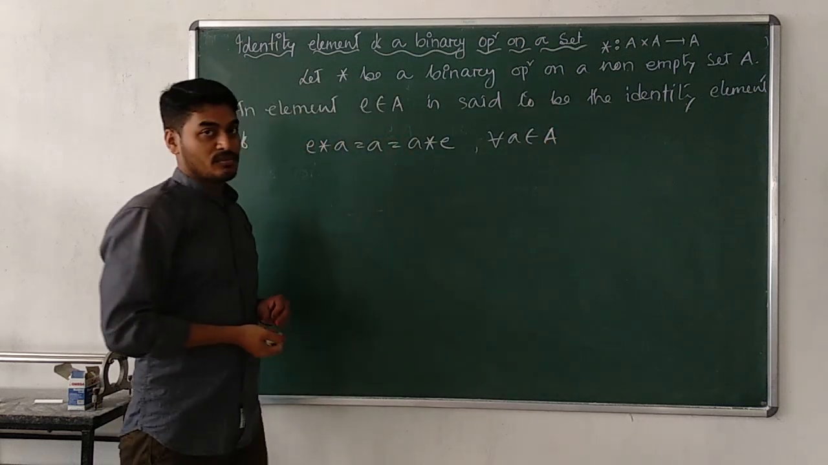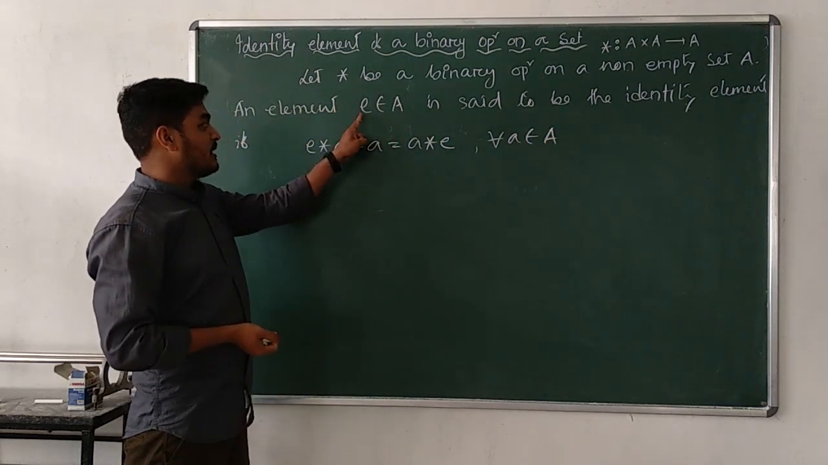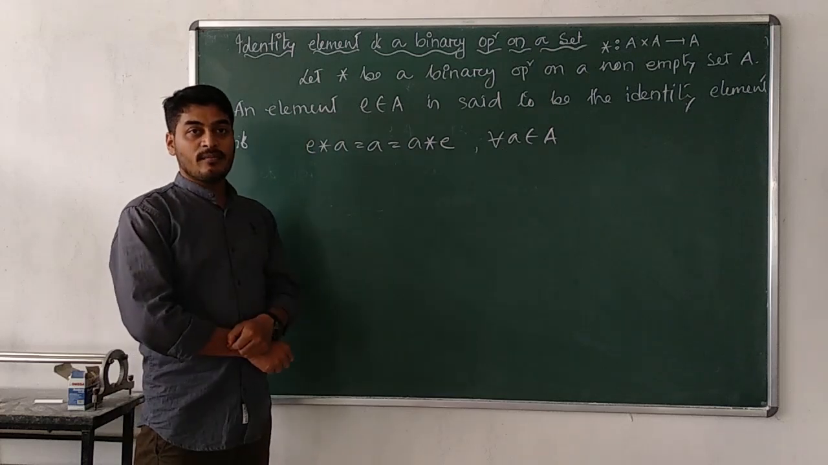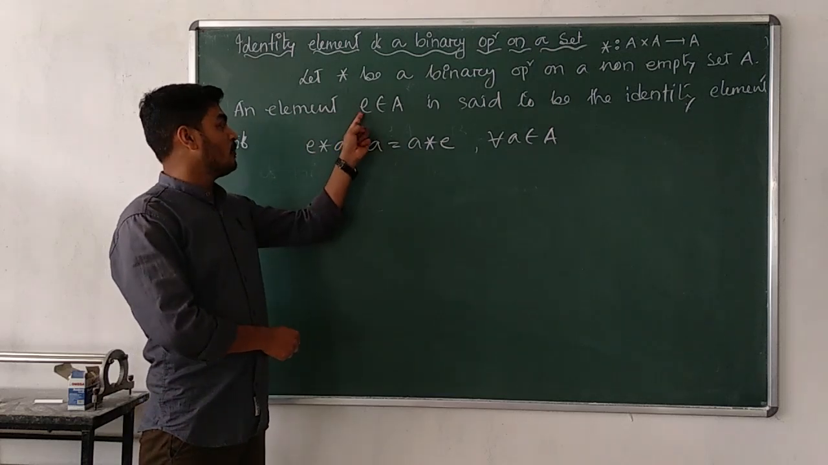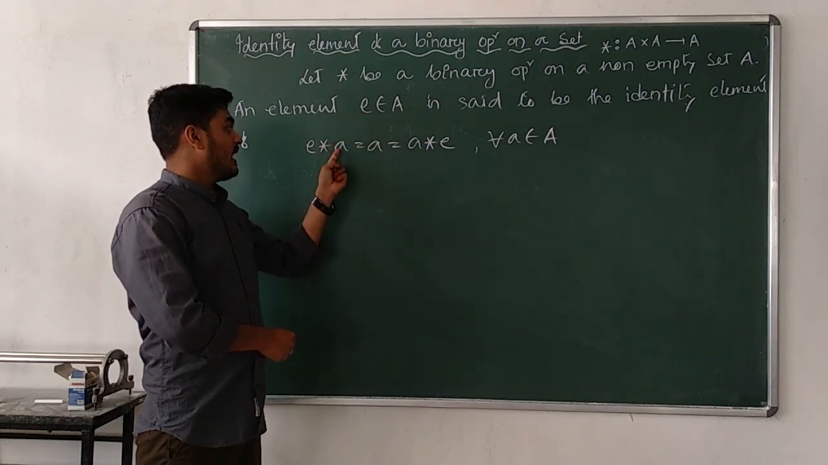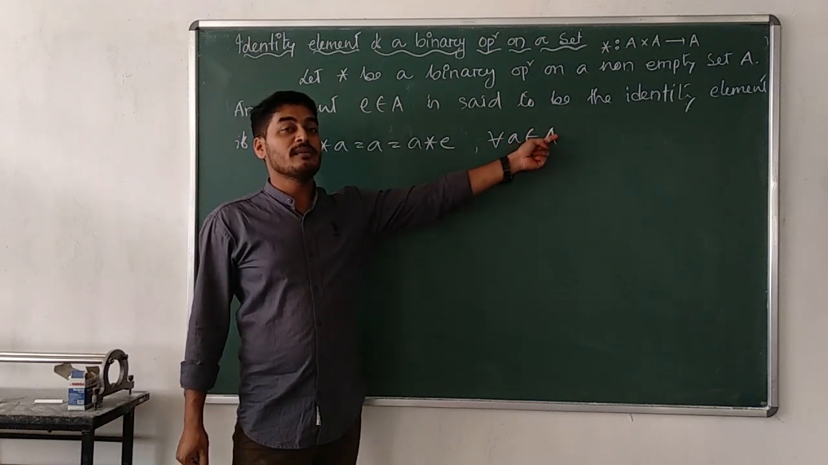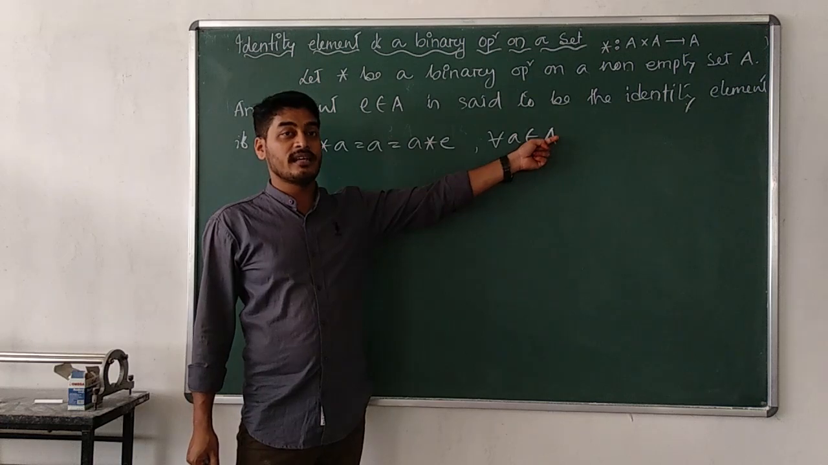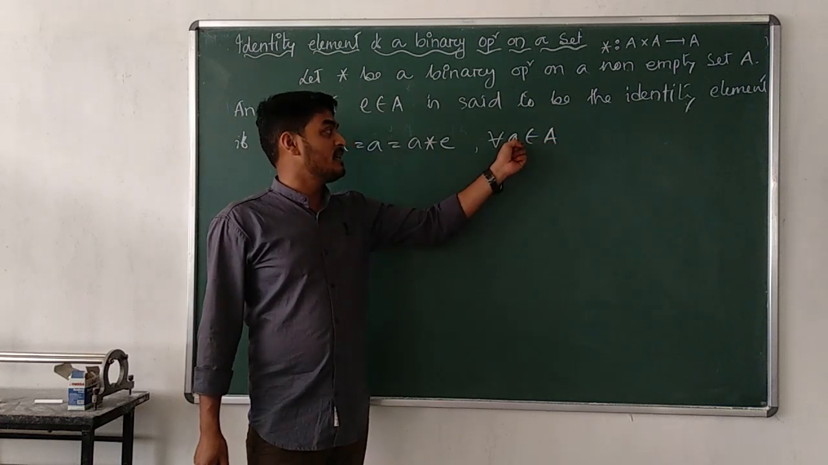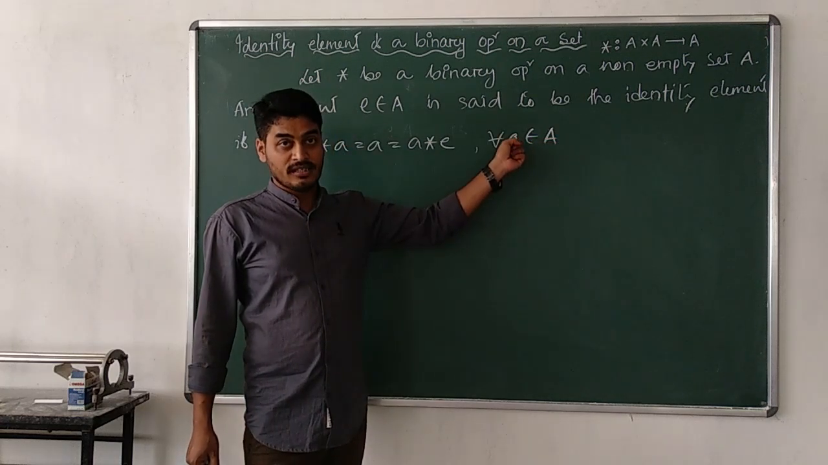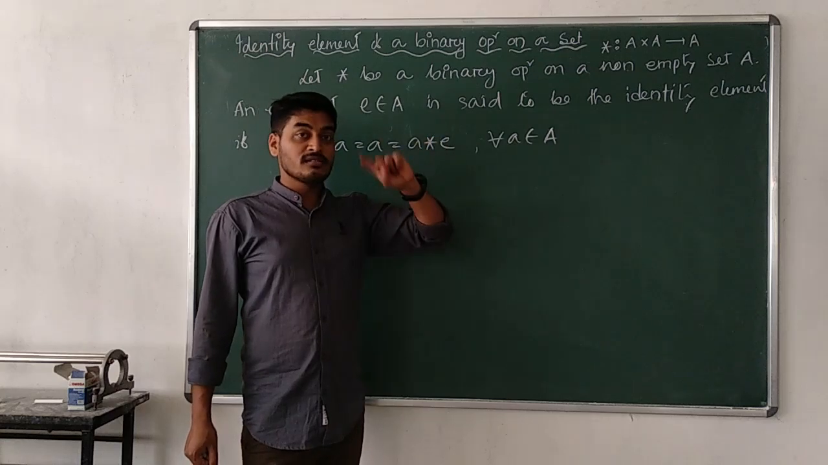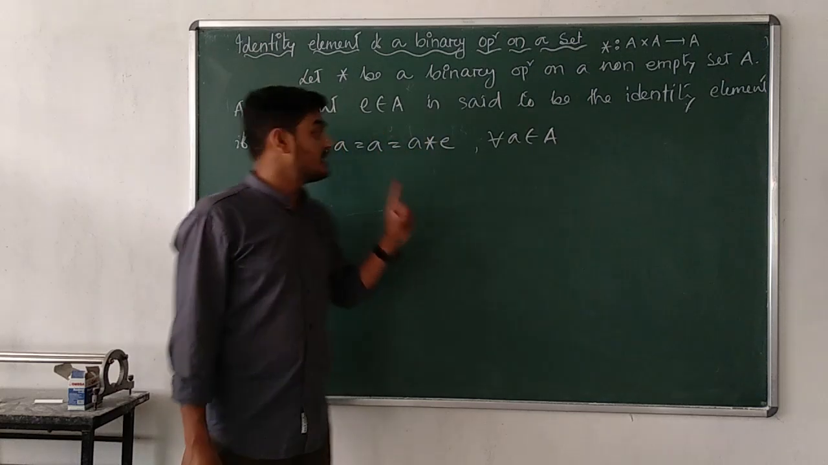Just go to the statement property. That means if a particular element is there in the set A, and after having the operation of that element with any one element of the set, a represents any one element of the set A, all the elements of the set A. An element will be considered as the identity element if it satisfies this condition.